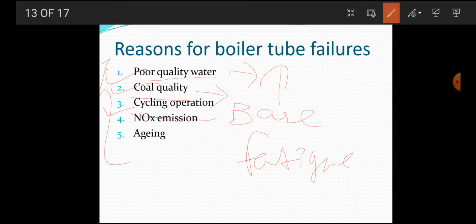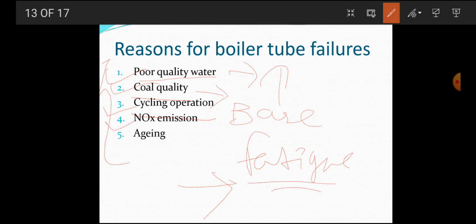So where water is touched in circuitries, such as the economizer inlet header, where the economizer is kept, then thick wall header damages and so on. So cycling operations are important. The boiler should be placed only in the cycling duty for which it is designed, otherwise there will be major reliability issues, and there may be failures and various fatigues.